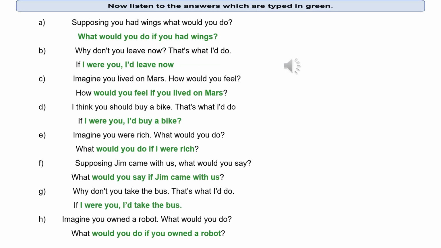A. Supposing you had wings, what would you do? What would you do if you had wings? B. Why don't you leave now? That's what I'd do. If I were you, I'd leave now. C. Imagine you lived on Mars. How would you feel? How would you feel if you lived on Mars?